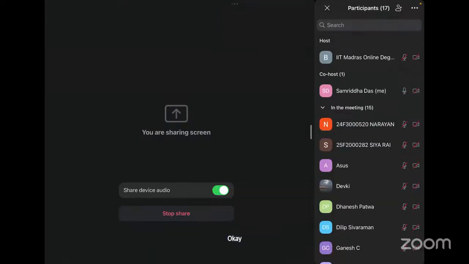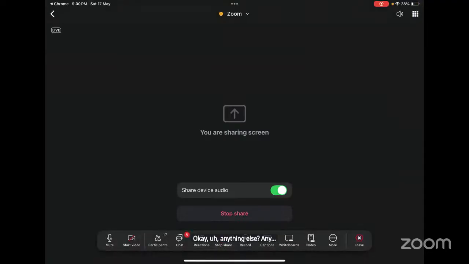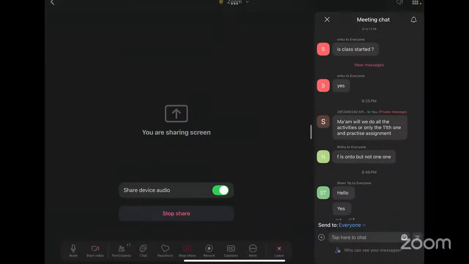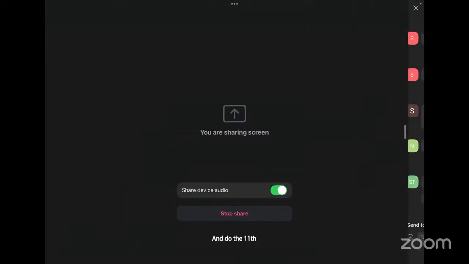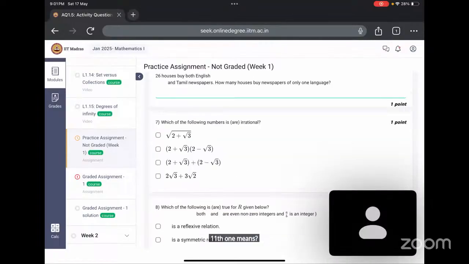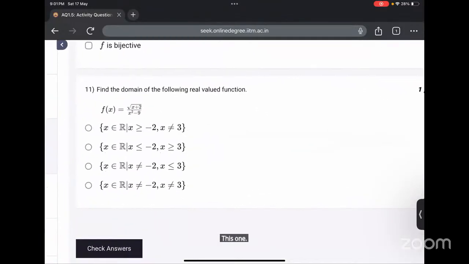Okay. Anything else? Any doubt? Any question? Maybe related to concept, maybe related to any problem. Can I do the 11th one? 11th one means from practice assignment or what? Yeah, this one.